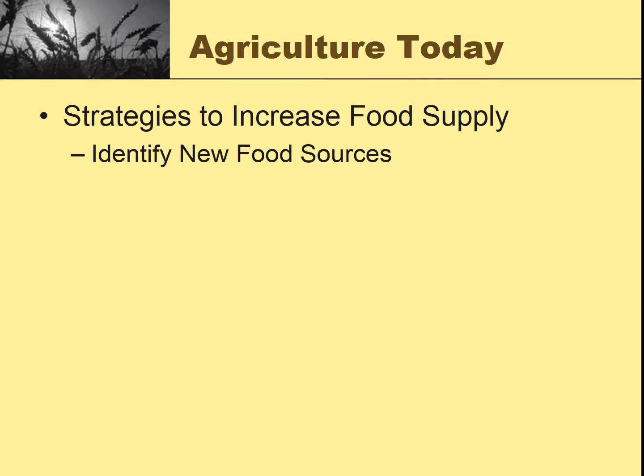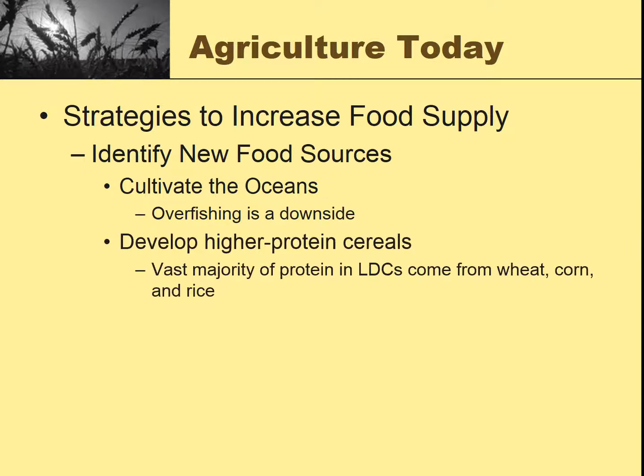We can also identify new food sources. We can begin more intensively cultivating the oceans, although overfishing is certainly a downside, and we're starting to see stocks of commodity fish like tuna and salmon and mackerel and cod. Those stocks are already starting to dwindle, and that's going to have a chain reaction type effect on the health of the ocean. So that might not be the solution moving forward.